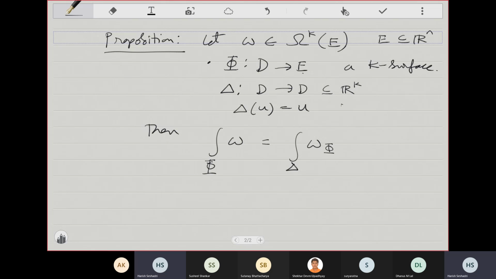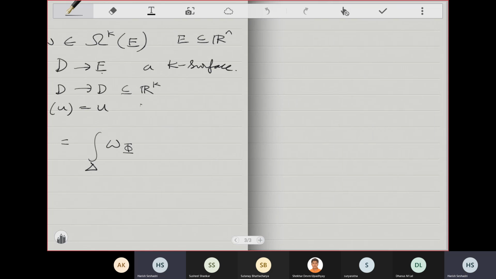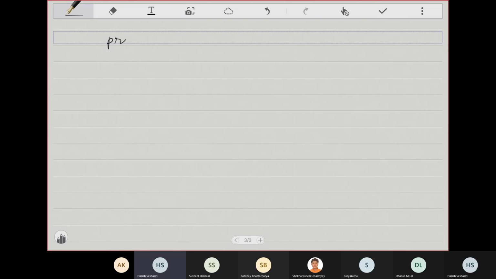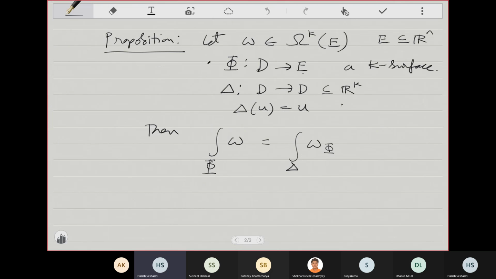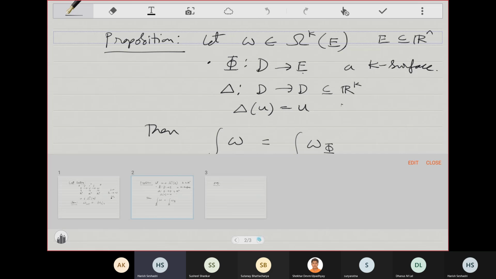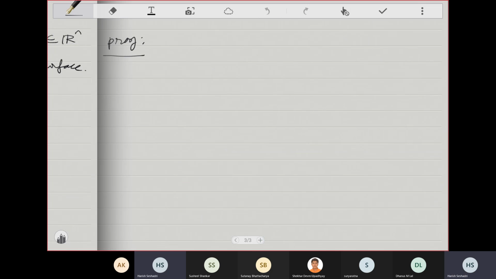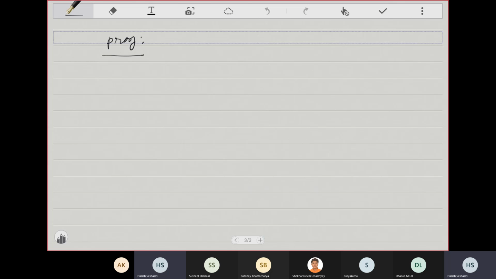So once we have this, then the main result follows almost immediately. So let's prove this one first. Now, yeah, okay. So it's just a matter of, let's unravel this notation and see what it is that we really want. The left-hand side is omega on phi. Now, what is this? This is by definition integral over d.